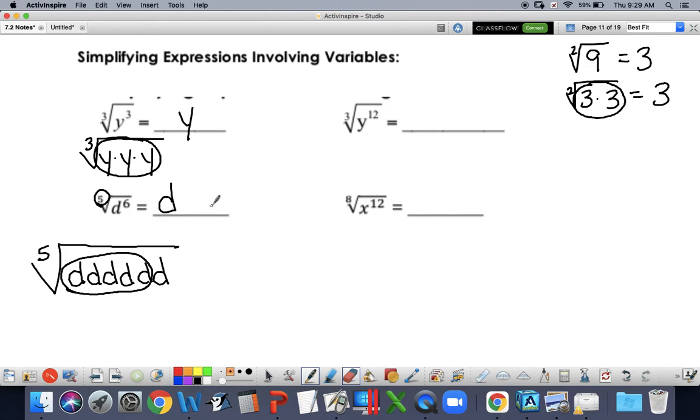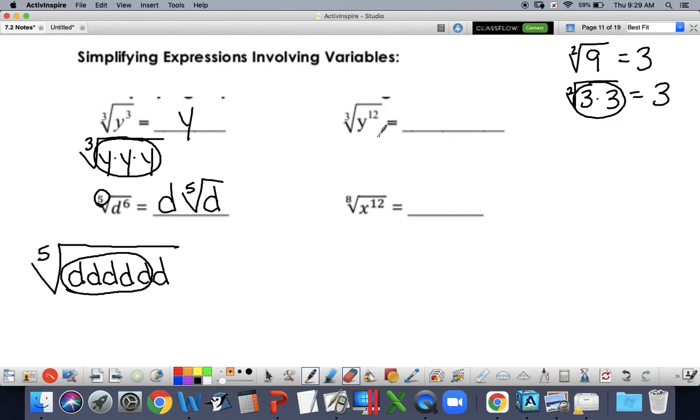What I have left inside the radical is 1 d left over. So I keep my index value, and I wind up with d times the 5th root of d. This is as simplified as it gets. You cannot simplify it any more than that.